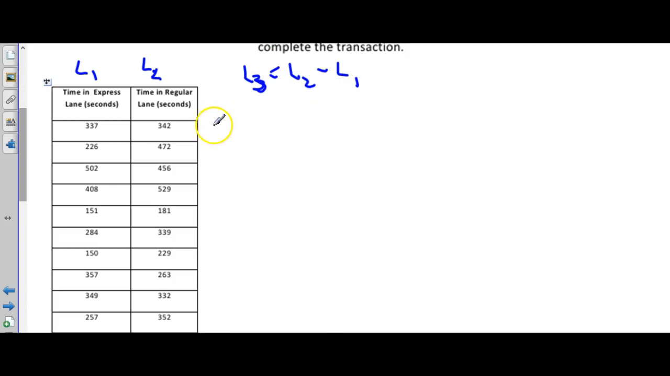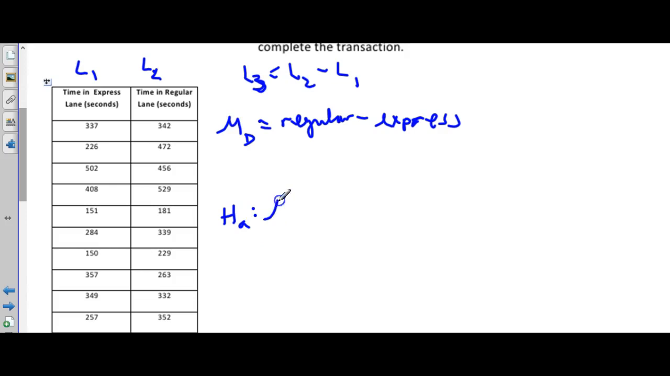And so our mean difference is going to be regular minus express. And if the express lane was really faster in the long run than the regular lane, right? If the regular lane is going to take longer, this number would be bigger, this number would be smaller. If this is really the case, and the express lane is faster, then for our alternative hypothesis, we'd expect there to be an overall positive difference in the times here. So I said earlier that it doesn't really matter the order you subtract them in, except when we come down here to defining our alternative hypothesis.